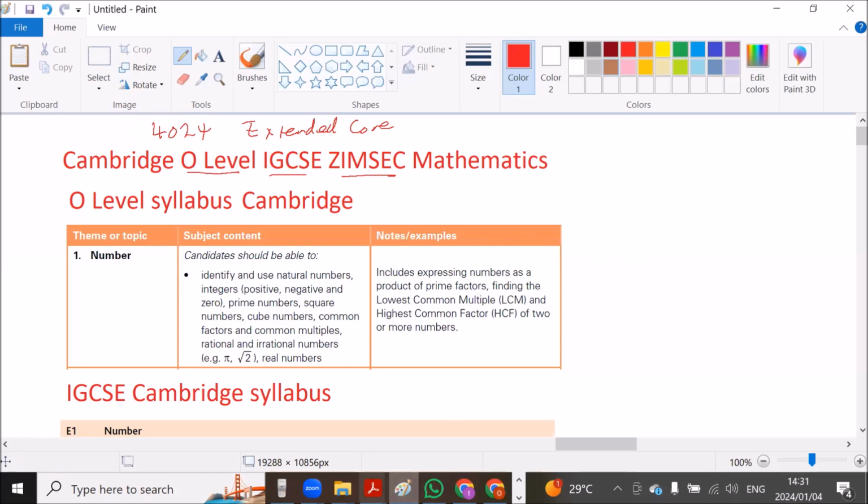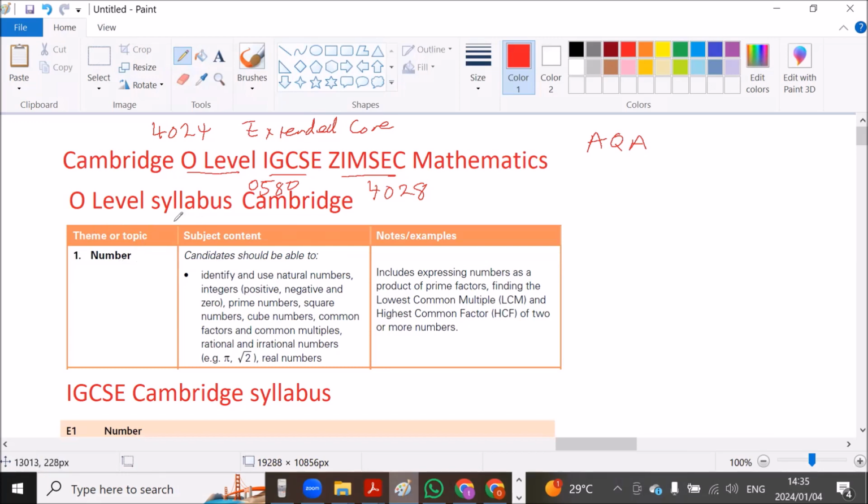For ZIMSEC, we are looking at syllabus 4028. For IGCSE, the code is 0580. So these are the syllabuses we must be looking at. Even for other syllabuses like AQA, if it is the same level, the topics are almost similar. So we will look at the syllabus requirements.